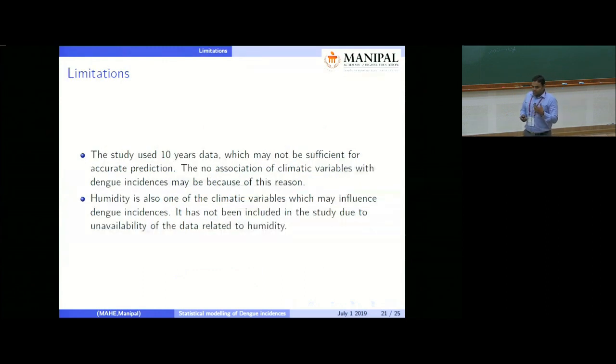So, limitations, as I already mentioned. Ideally, this study requires monthly data, not yearly data. And we could get the data for only 10 years, which is definitely not sufficient. And this could be the probable reason for getting no association of the climatic variables with the dengue incidences. I also mentioned humidity is one of the important climatic variables which may influence the dengue incidence, but we couldn't get the data for humidity.